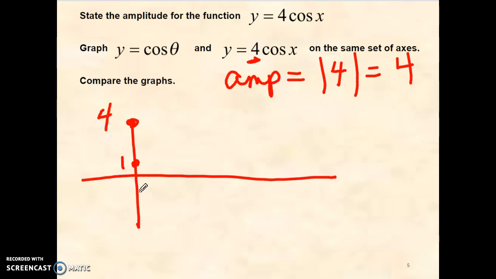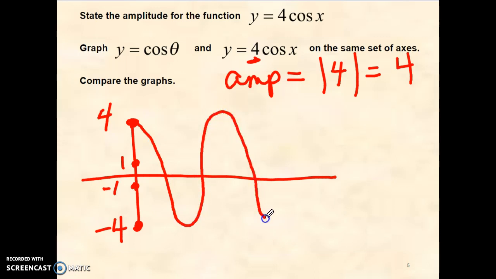And we're not going to go to a minimum of -1. We're going to go to a minimum of -4. So this graph is going to oscillate between positive 4 and -4. Now, the pattern is still going to be the same. It's still going to start at the maximum, then go to 0, then go back to the minimum, which is -4, then 0, then up to positive 4. And so there's the pattern for that graph.